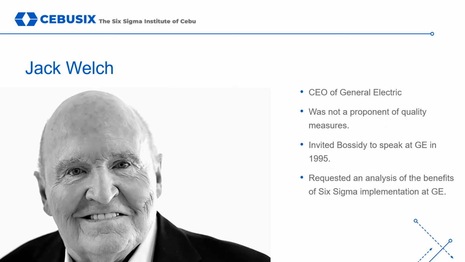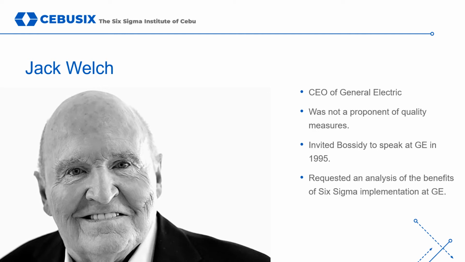Prior to learning about Six Sigma, Jack Welch, the CEO of General Electric, had stated that he was not a proponent of quality measures. He had even criticized quality programs on numerous occasions as being heavy-handed approaches that did little to deliver results. But in 1995, Welch invited the CEO of Allied Signal to speak at a corporate meeting. And although he was not a fan of quality programs, he nevertheless requested an analysis regarding the benefits of implementing Six Sigma at General Electric.